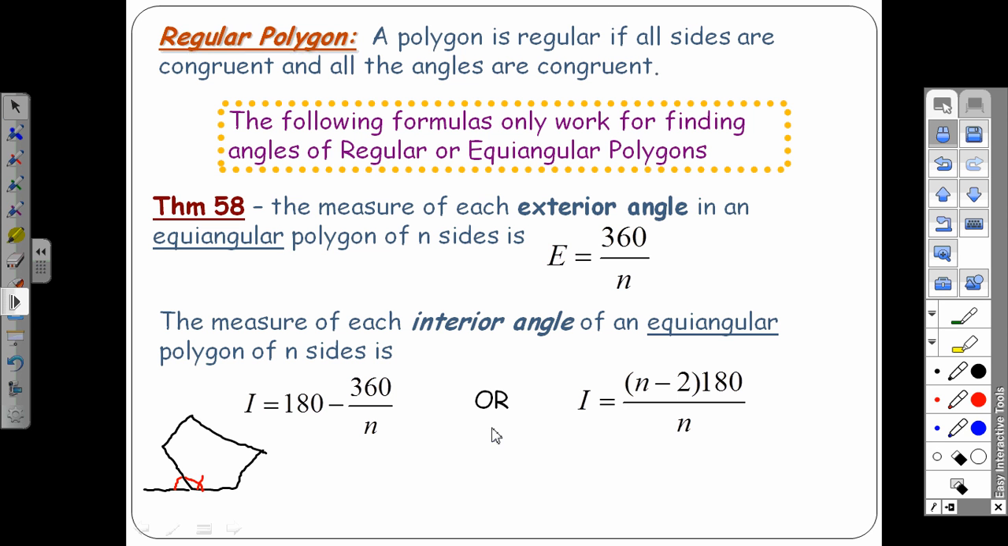The other way of thinking of it is the same method that we thought of for Theorem 58, which says, well, we can take the sum of the interior angles, and then we can divide by the number of angles. And so if you recall, this is the formula to figure out the sum of the interior angles of a polygon. So whichever formula you like best, go ahead and use. You don't have to use one over the other. You guys get to pick which one feels more comfortable for you. Okay?